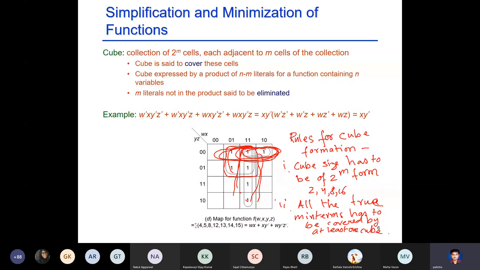Now we'll soon see that the moment you can form these cubes, if you have a cube which is of size 2 to the power m, then the reduced expression will have m literals removed from it. If n is the original number of variables, it will be reduced to size n minus m. M literals will be removed or eliminated. Let's see why this can happen.